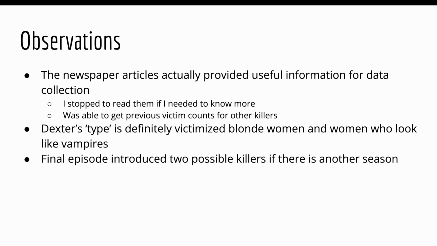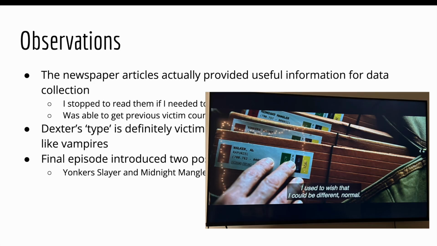Additionally, the final episode introduced 2 possible serial killers if there's another season, so I don't know if you caught this, but the Yonkers Slayer and the Midnight Mangler are 2 of the names on the files that Dexter takes from Leon Prater. Additionally, the Midnight Mangler is indexed at 52, assuming that this series of numbers is an index, in which case, how many files does Prater have? There's a lot of questions there.